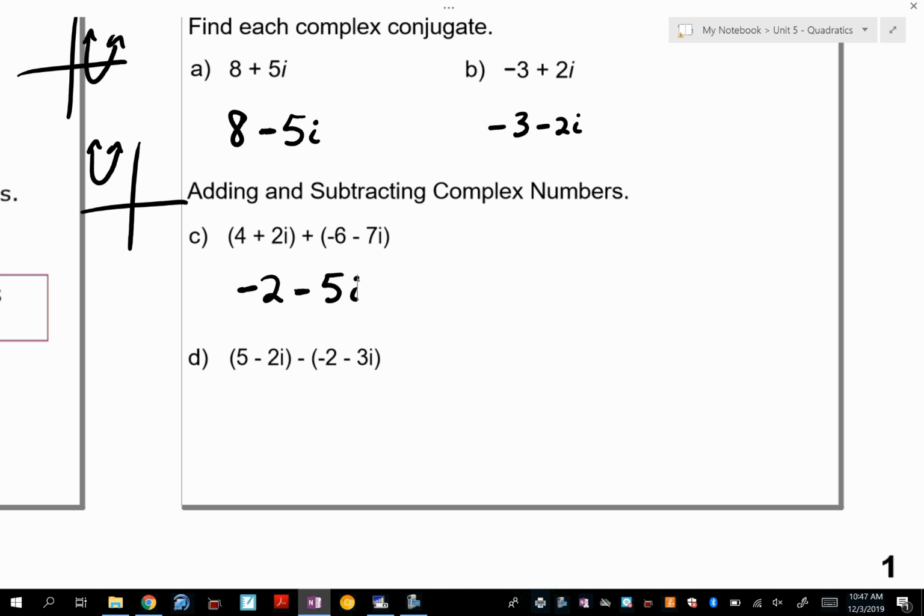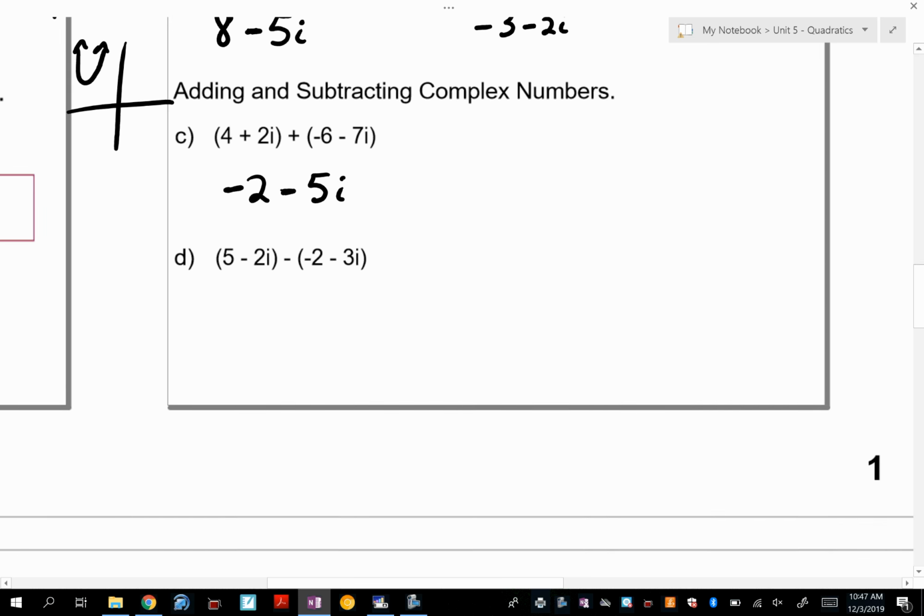Sorry, Camilla. Camilla wants to give us the answer for the second one, which is subtraction. So be careful, Camilla. What's 5 minus negative 2? Excellent, Camilla. Most students put 3 there. Well done. And then negative 2i minus negative 3i. Wow, very good, Camilla.